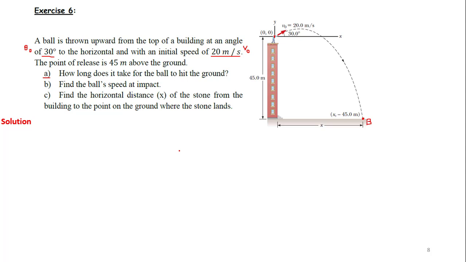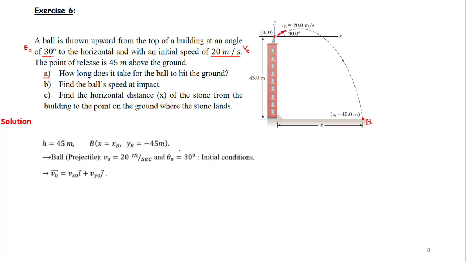Okay, how do we start? In fact, so here are some given. هدول given. We can guess that B عندها X unknown and it has YB equal to minus 45 meters. We know that this is a projectile exercise. We have the initial conditions. We can write V0 equal Vx0 plus Vy0.